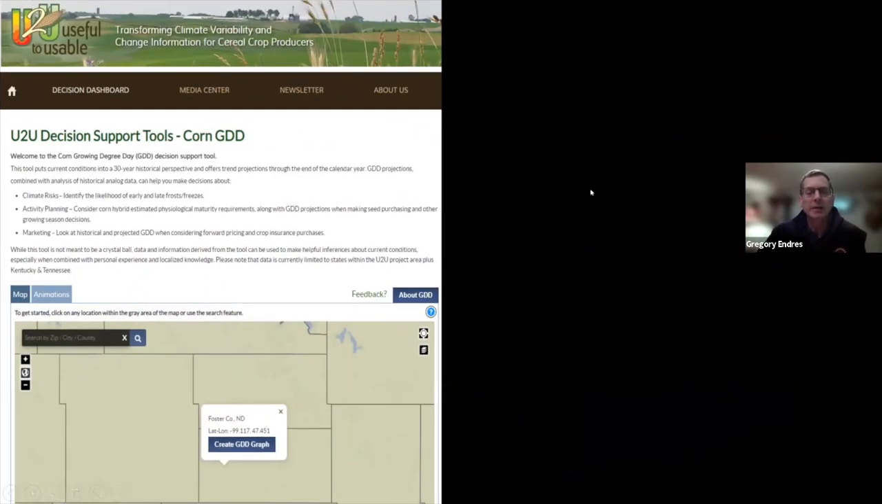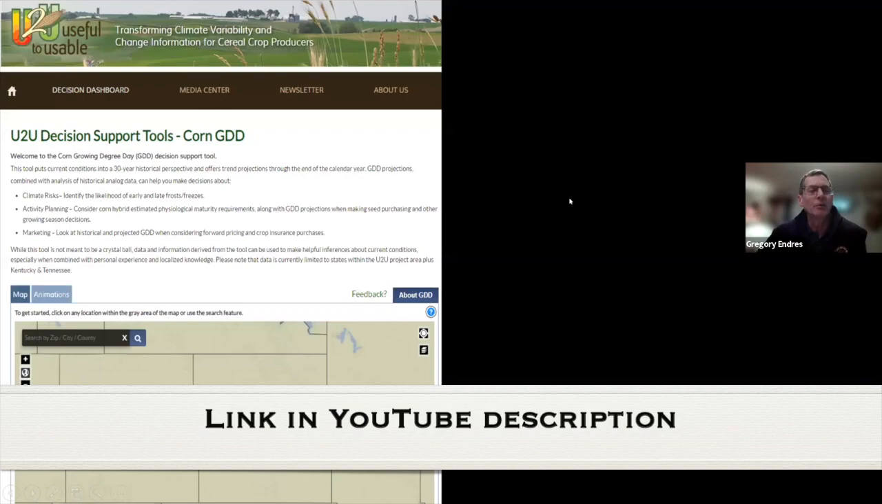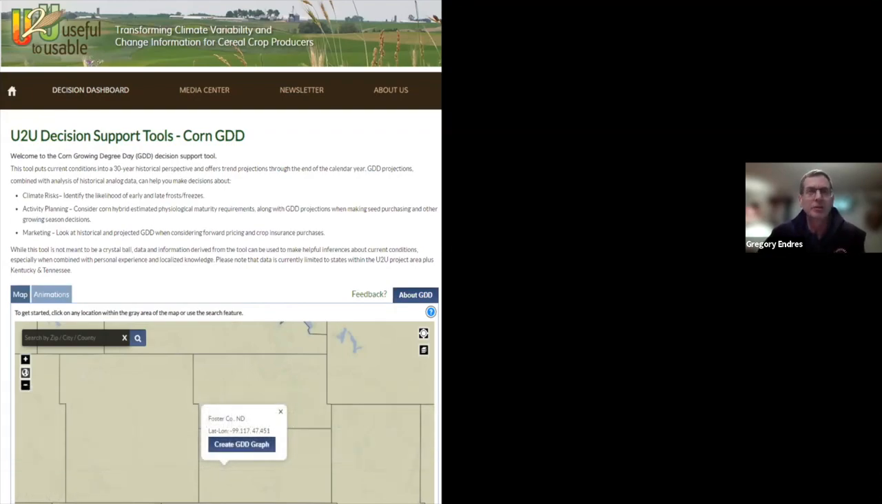Another electronic model that I think you'll find of interest, hopefully you've used it, but if not, check it out. It's called U2U, which stands for Useful to Useable. It's been developed from a research database in the north central region of the US, including North Dakota. It's very user-friendly. And when you open it up, you'll find a map. And so you can actually pinpoint where your fields are and then use the information.